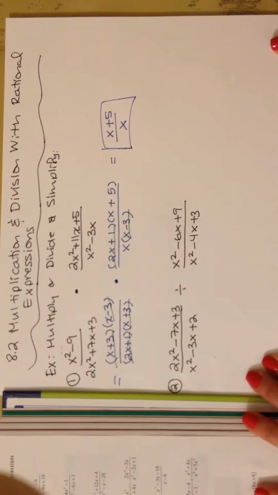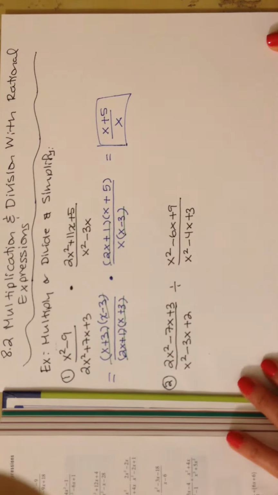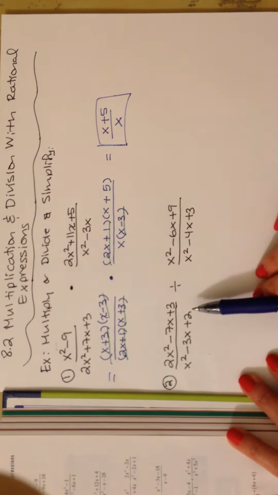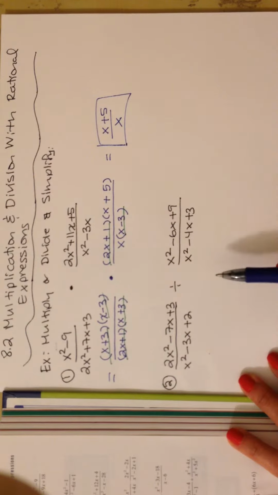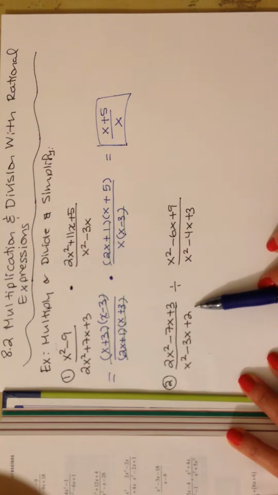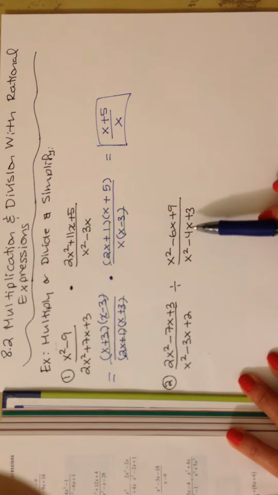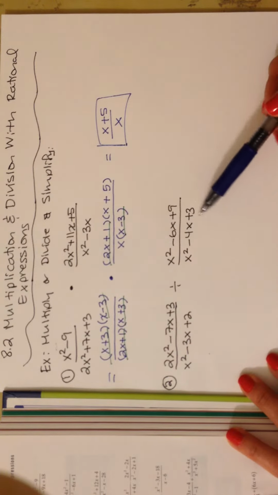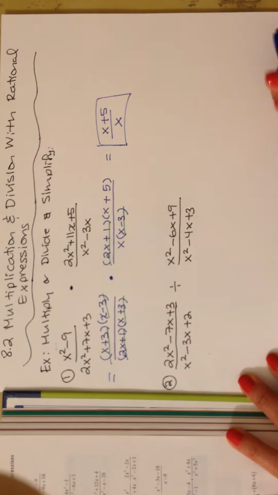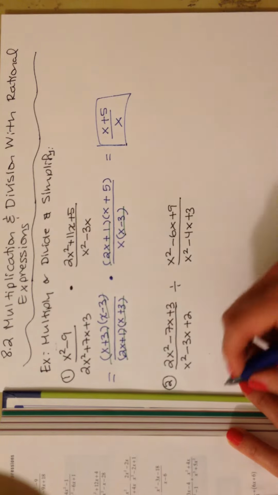Let's look at the second example, which follows the same steps. We have to start by factoring, but since we are dividing, when we divide 2 fractions, if you remember, you change the division to multiplication by the reciprocal of the second fraction only. So what we're going to do is factor and multiply by the reciprocal at the same time.